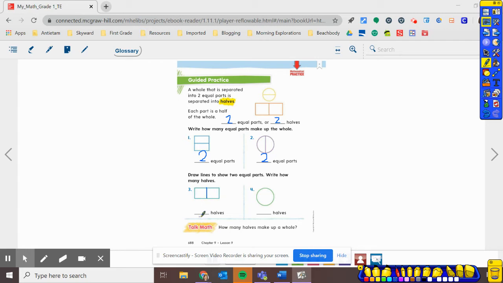How many halves do I have? Well, remember, if I have two equal parts, that's the same thing as saying that I have two halves. So I had a 2 on that line. Okay, what I want you to do is try to do number 4 by yourself. So pause your video, do number 4. You're going to draw a line so that you have two equal parts, and then you're going to write how many halves, and then unpause it so we can check your work.